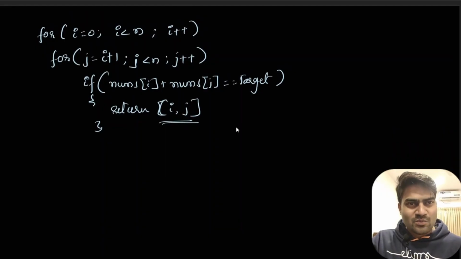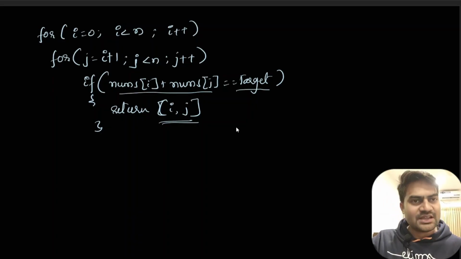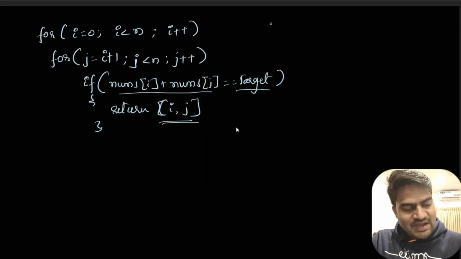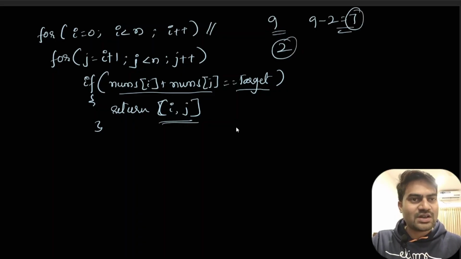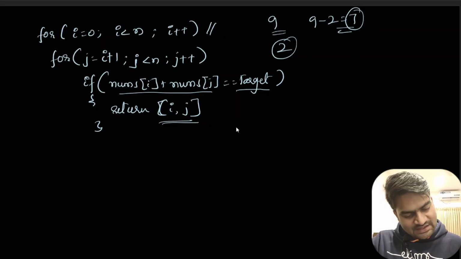Let us do a small modification here. We will use the same thing, but instead of adding and checking, I will try to find the complement. Complement in the sense, if my target is 9, and the number from the first loop is 2, what is its pair? I will search for 9 minus 2, which is 7. So this 7 is the complement for this 2 to become the total target.